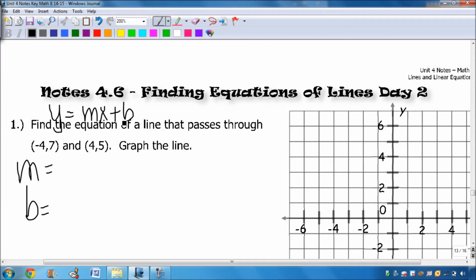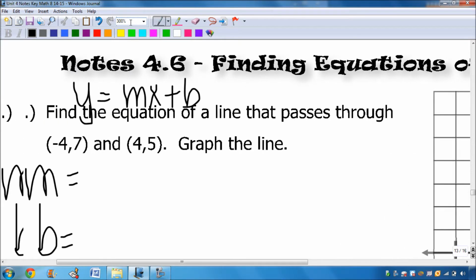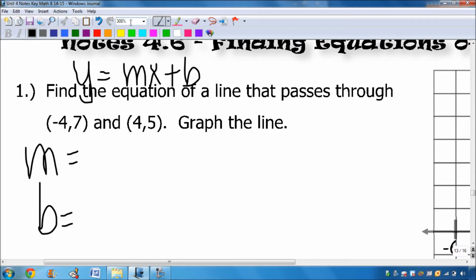All right, so I look at the problem and I ask myself, do I know the slope? Does it tell me what the slope is? It does not tell me what the slope is. It only tells me 2 points that it goes through. Does it tell me the y-intercept? No, it doesn't tell me that either. So what I need to do is find both pieces of information.